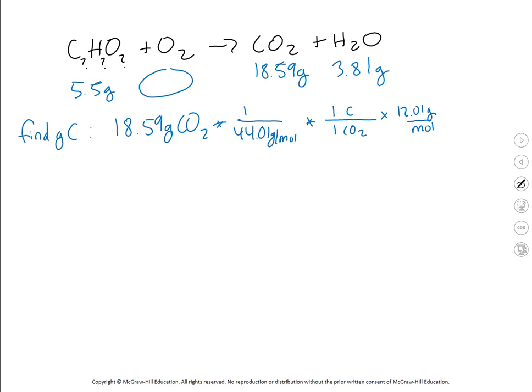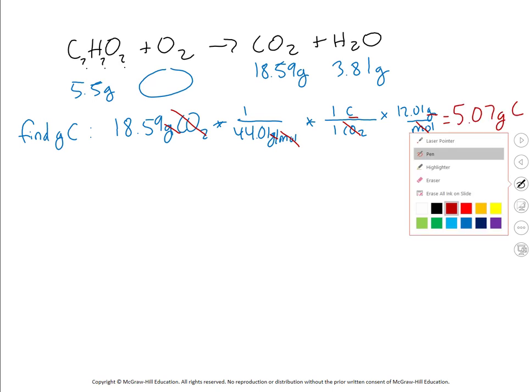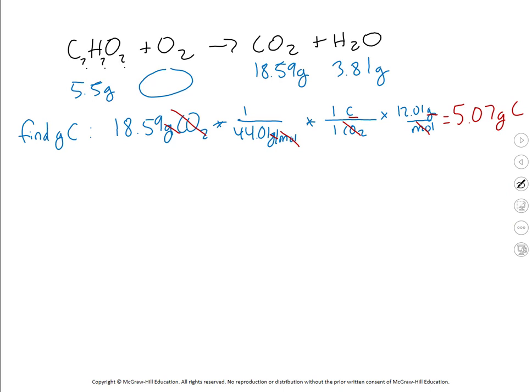Make sure all of our units keep track. Okay, so right here, first step, grams cancel with grams. Next step, carbon dioxide cancels with carbon dioxide. Last step, moles cancels with moles, and we're left with just carbon and grams, which is exactly what we want. And now multiply across and divide by everything that was in the denominator. Getting 5.07 grams of carbon. Everybody get that?